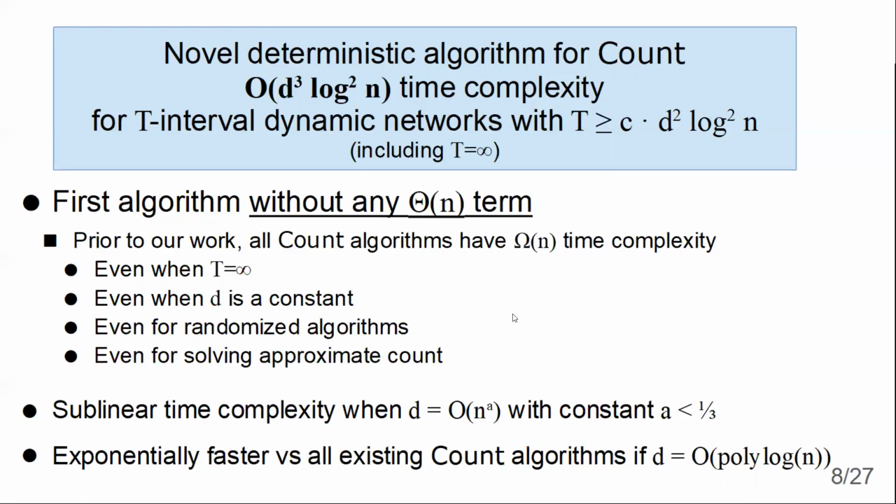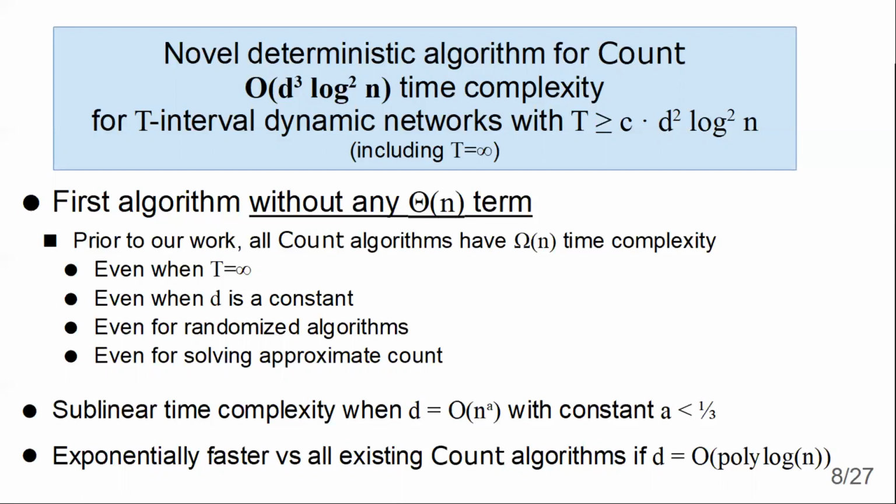Our algorithm is thus the very first count algorithm under our settings that does not have a theta n term in its time complexity. Note that prior to our work, all count algorithms have omega n time complexity, and this omega n time complexity remains, first, even if t is infinity, second, even when d is a constant, third, even if we allow randomization, and fourth, even if we are trying to solve approximate count instead of exact count.